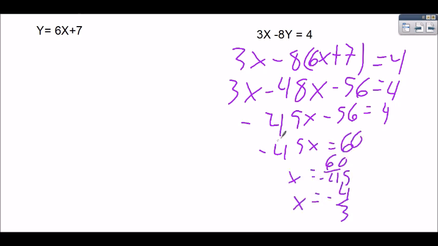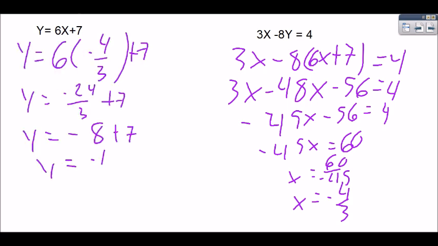And this is where substitution is super useful. I got -4/3. If I were to have graphed that, I don't think I would get very close to -4/3, but this gives us a precise answer. Now that we know x, we go back to the equation we haven't used yet, and we plug what x equals in to find y. Now that I've found y, the point that these two lines cross is at x, y.